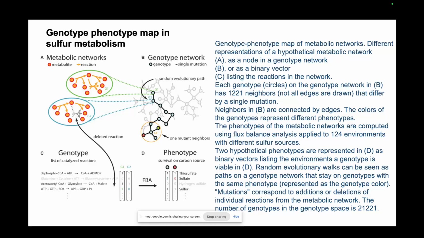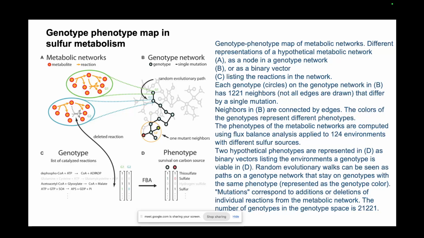Okay, so this is an example that we'll be talking about here of the genotype phenotype map in the case of sulfur metabolism. So you have these metabolic reactions, metabolic networks on the left hand side. There are four major networks here. The first network is the metabolic network, which tells you which metabolites are interacting and reacting with each other to form what.